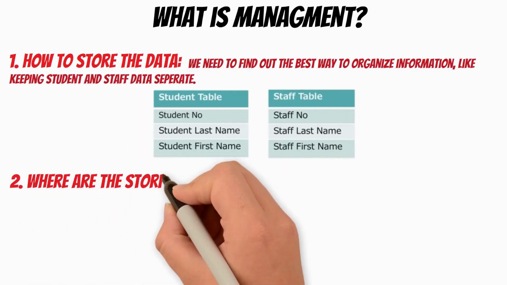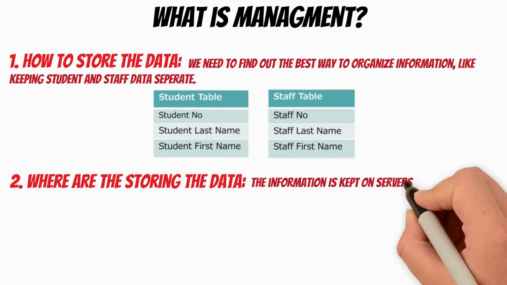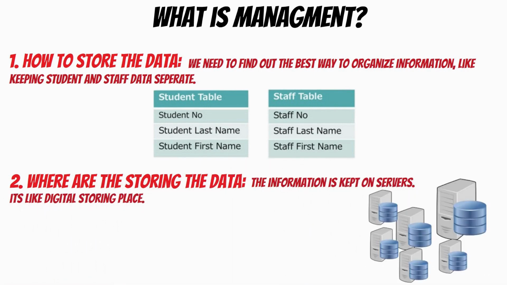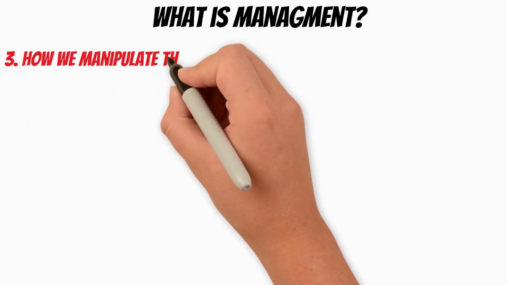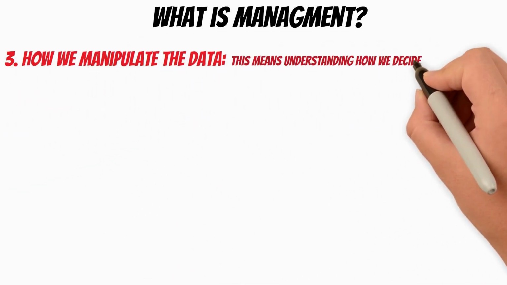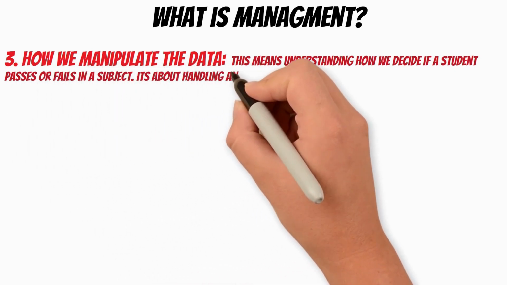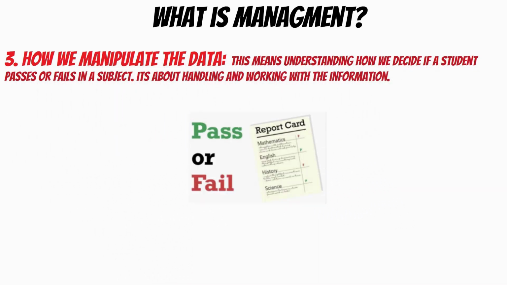2. Where we are storing the data. The information is kept on servers. It's like a digital storage place. 3. How we manipulate the data. This means understanding how we decide if a student passes or fails in a subject. It's about handling and working with the information.